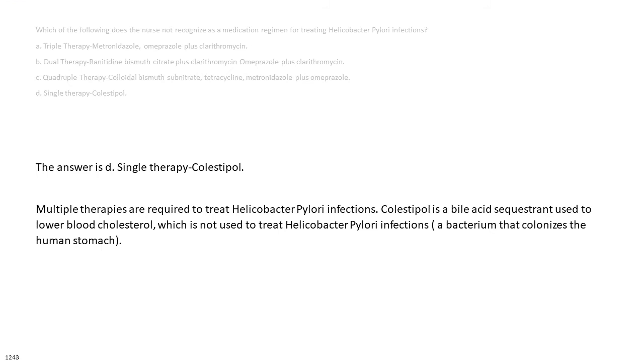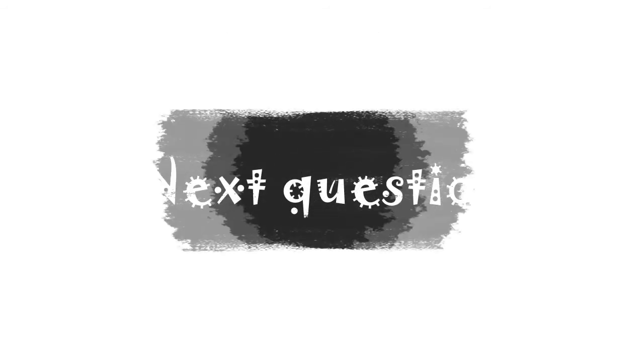The answer is D. Single therapy colstipol. Multiple therapies are required to treat Helicobacter pylori infections. Colstipol is a bile acid sequestrant used to lower blood cholesterol, which is not used to treat Helicobacter pylori infections, a bacterium that colonizes the human stomach.